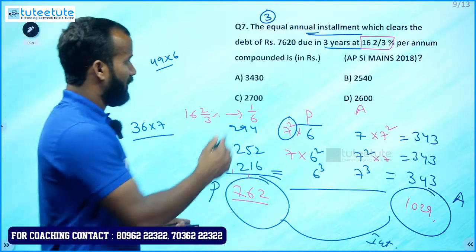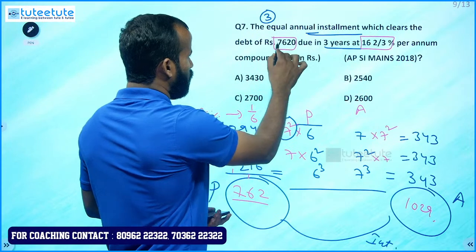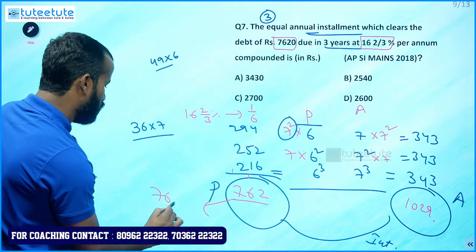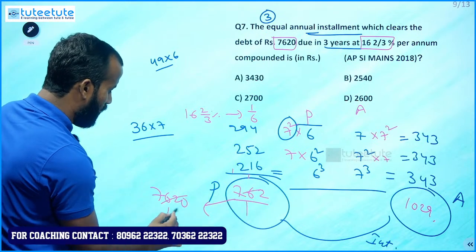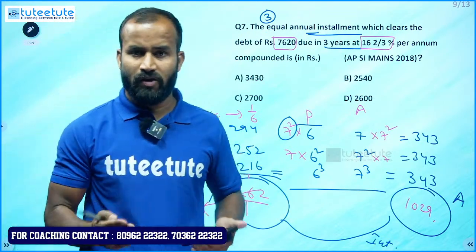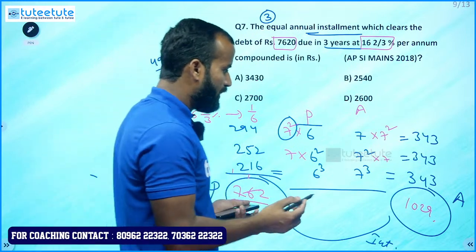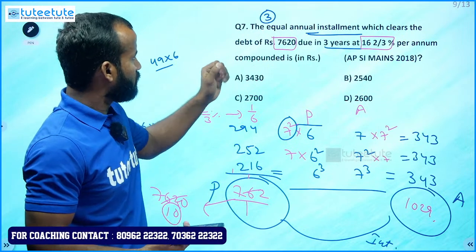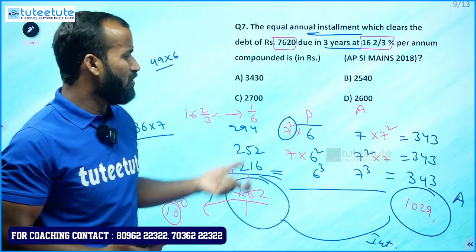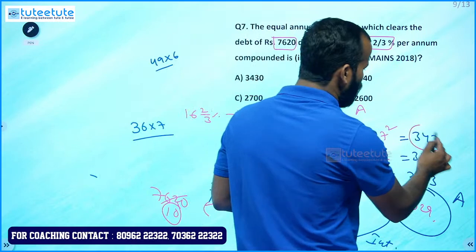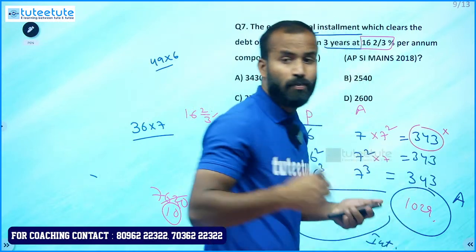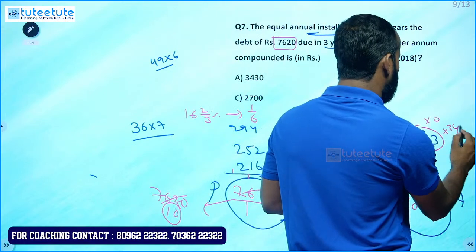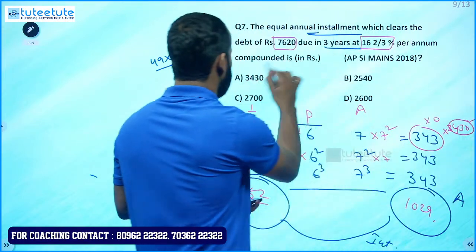So amount is given. Amount how much is given? 7620. So this value is given, 7620. So 1s are 10s. So one part value is 10. One part value how much? 10. So what do we have to find? He is asking the equal installment value. Installment value how much? 343 parts. So one part value 10 into 10 means 3430 will be the answer.